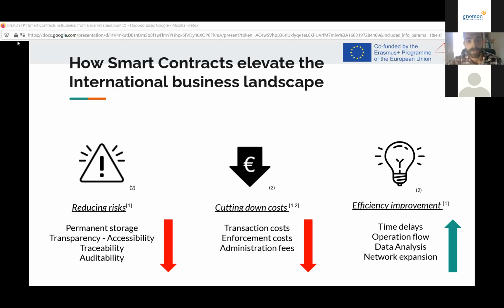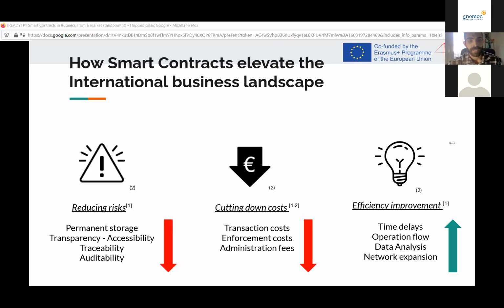Traceability of transactions, and thus traceability of each exchanged product, can occur through this permanent record of transactions. Of course, we have auditability, which is the ability of an accounts inspection inside a business or a governmental state, or even in between them. That means that there is no need of trust. So we have the reduction of risk, but also we have the reduction of costs.